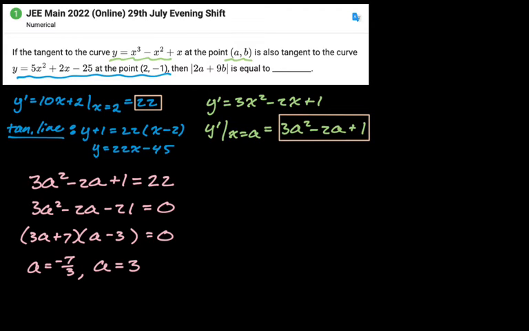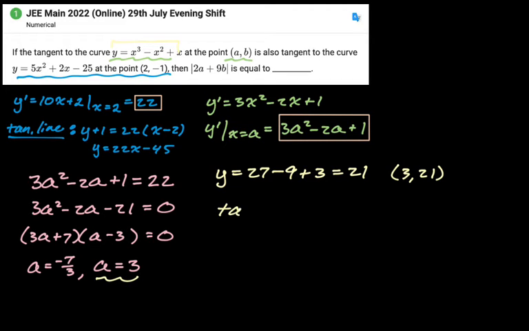Since I need to know what a and b are, I need to plug them back into that first function, the x cubed minus x squared plus x function. I don't want to deal with negative 7/3, so I'm going to hope that the answer at this point is a equals 3. So I'm plugging in: it's going to be 3 cubed, which is 27, minus 3 squared, which is 9, plus 3. That gives me 21. So my ordered pair is (3, 21). Now I need to see what the equation of the tangent line at (3, 21) is, and hopefully it's the same as the one that we found before.